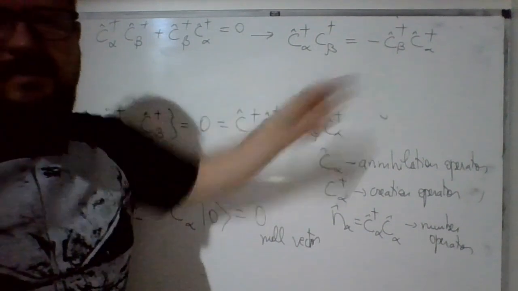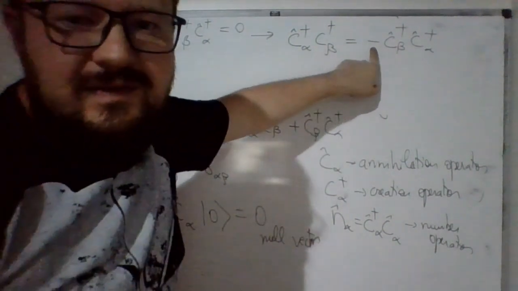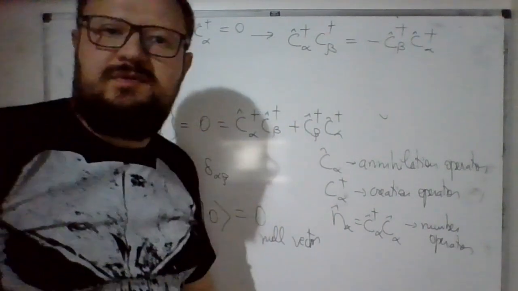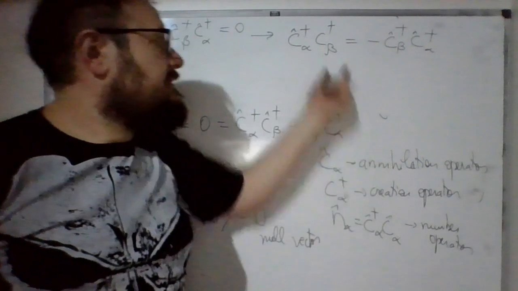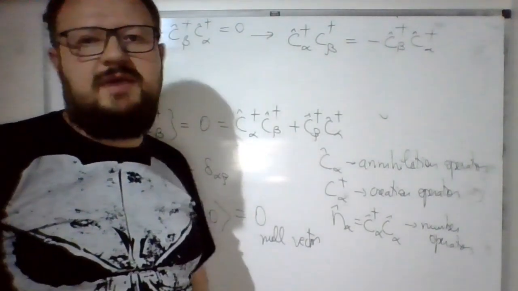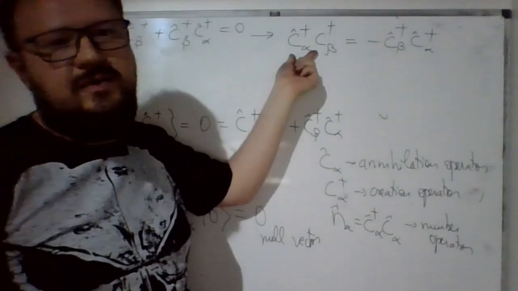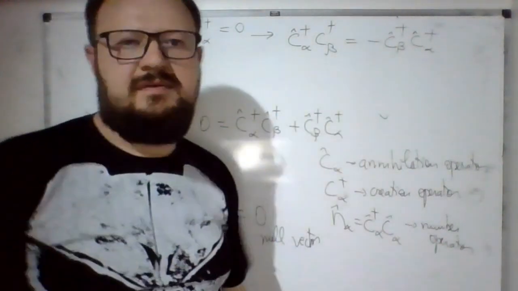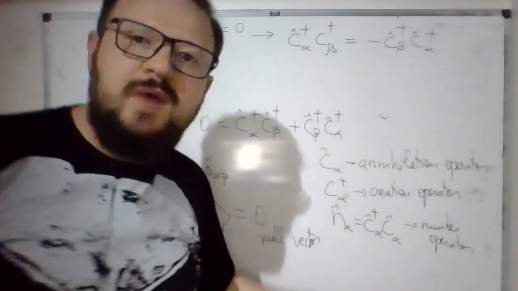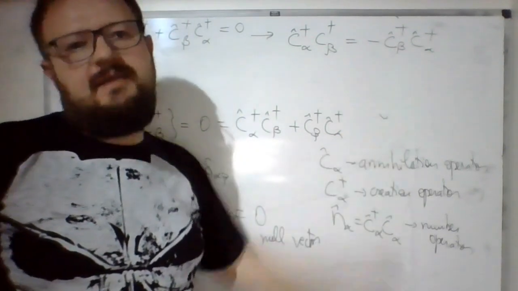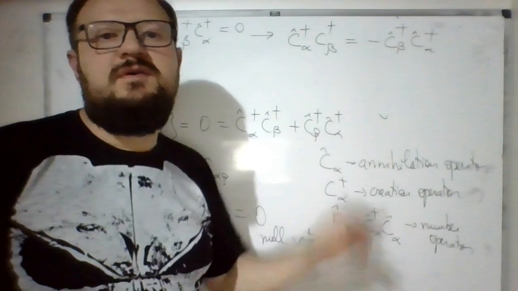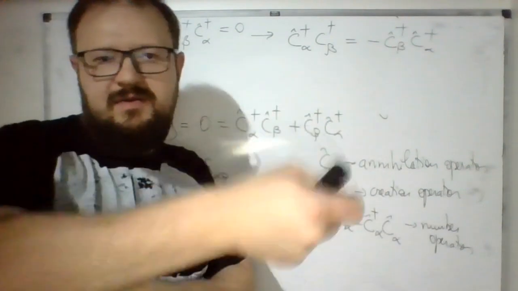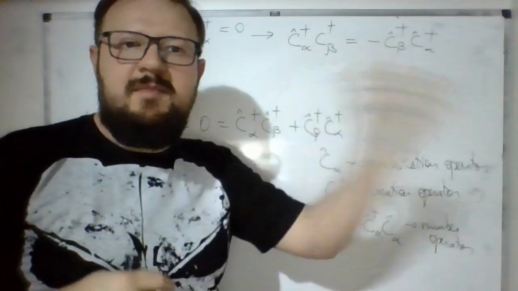And look what this produces: a minus sign if you permute the quantum states of the particles. You can create first the particle beta and then the particle in the state alpha. But if you do it in the reverse order, you switch the order, you'll get a minus sign. And that's what is needed for a fermionic algebra. Fermions must anti-commute, which means that under parity, if you switch the order of the particles, you get a minus sign. All right?